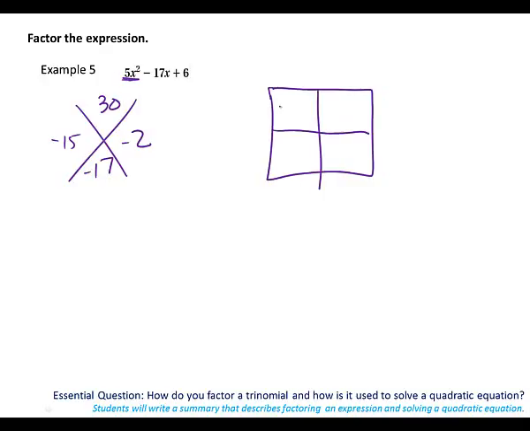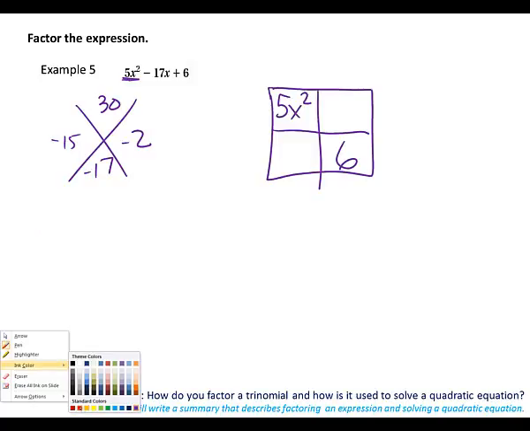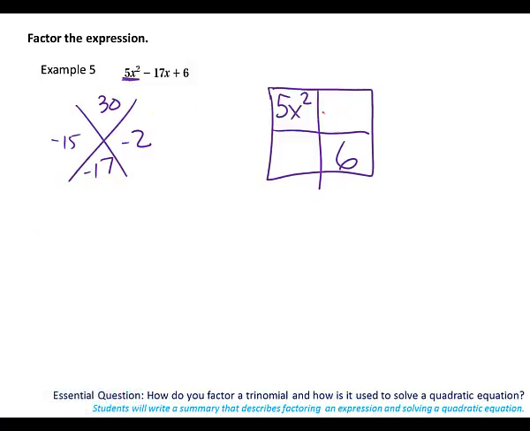All right, top left-hand corner of the box, what are we going to put? 5x squared. Good. Bottom right-hand corner, what are we going to put? Good. What's going to go in those other two spots? Yeah, and it doesn't matter where I put them, but you're going to follow me today. So we're going to put negative 15 in the top, negative 2 in the bottom, followed by x's. Remember that came from right here. All right. What times what is 5?